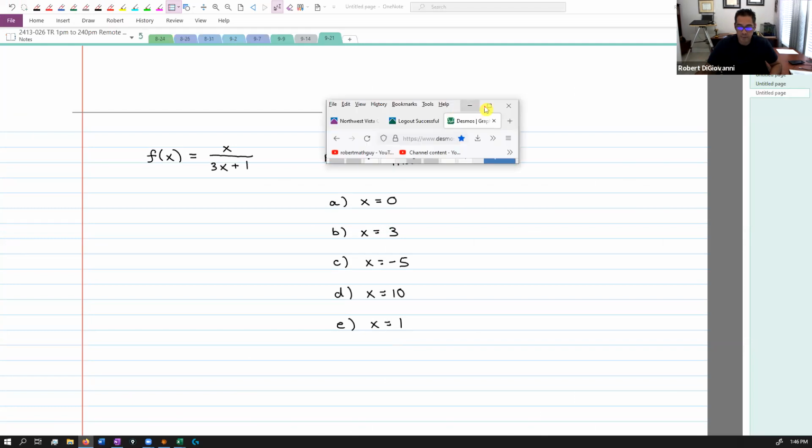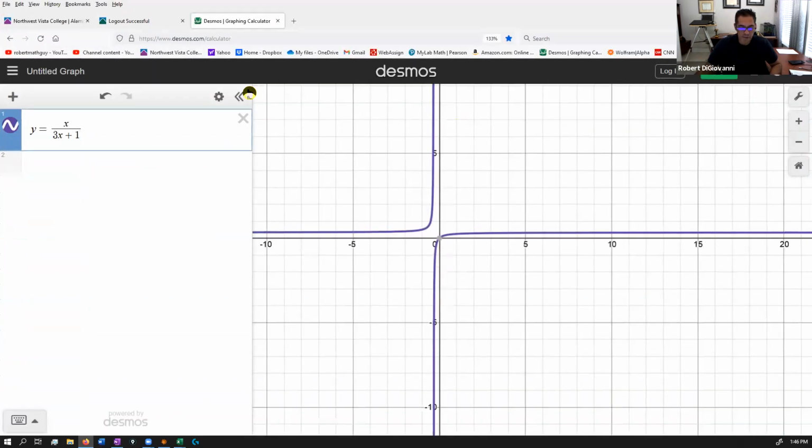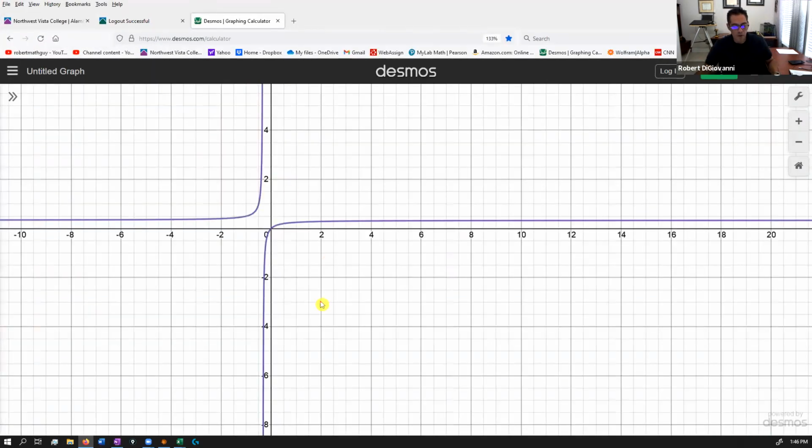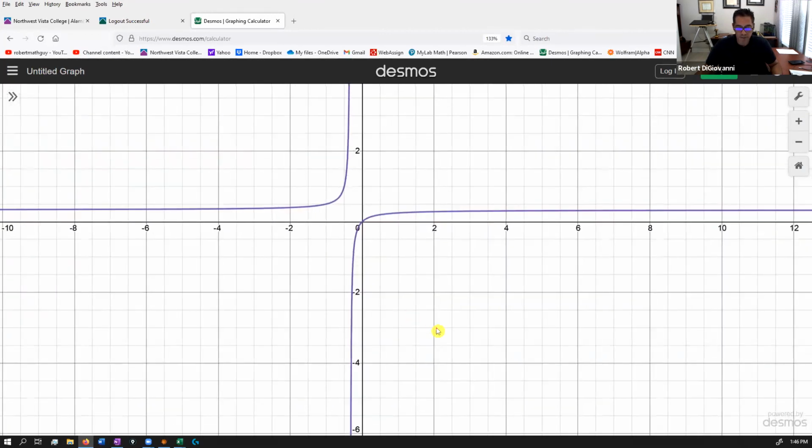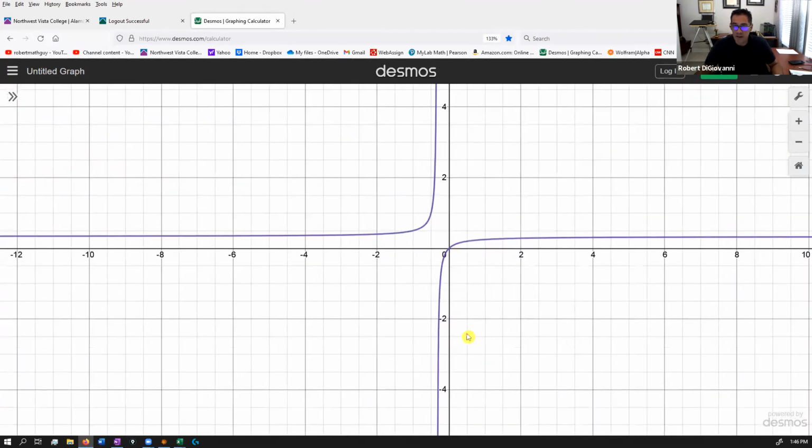Okay, got it? Here's the graph of the function. What I want you to do is figure out what the slope of the tangent line is at various points. Somebody tell me, where was the first point I said? 0. At 0. So right here at 0, there's some tangent line. I'd like to know the slope of that tangent line.